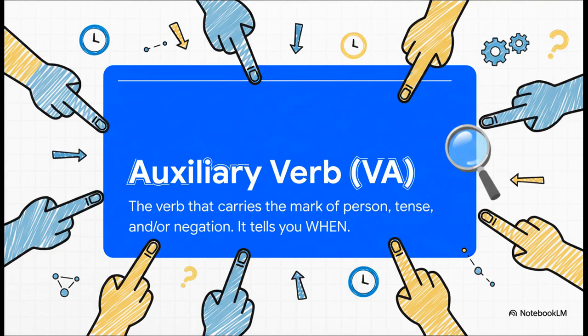Let's zoom in on that engine for a second. The auxiliary verb. This little guy is doing all the grammatical heavy lifting. When you want to change a sentence from the present to the past, this is the only word you need to change. Seriously, it's your key to time travel in English.